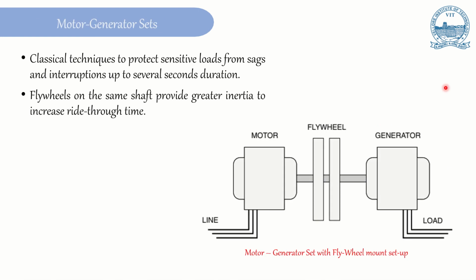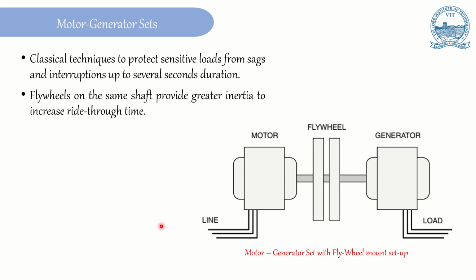The next solution is to have a motor generator set. This is a very classical and old technique, costly and bulkier, also used to protect your sensitive load from sag. In these cases, the load is connected to the generator, and the generator is driven from a motor. The motor is supplied from the supply mains.